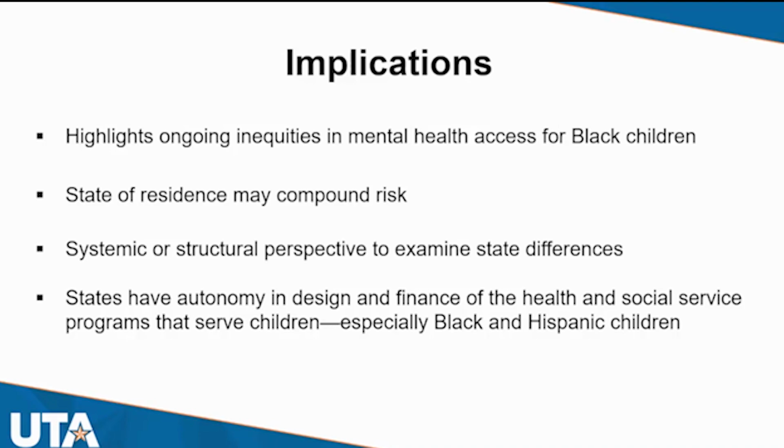These studies do show that there are continuing inequities in mental health access for children if you looked at the subgroup analysis. I am concerned that the state of residence that a child lives in may compound this risk. If you are already less likely to access mental health care because of your race or your income group, and you live in a state that has significantly higher rates of unmet need, what does that look like for more disadvantaged children?